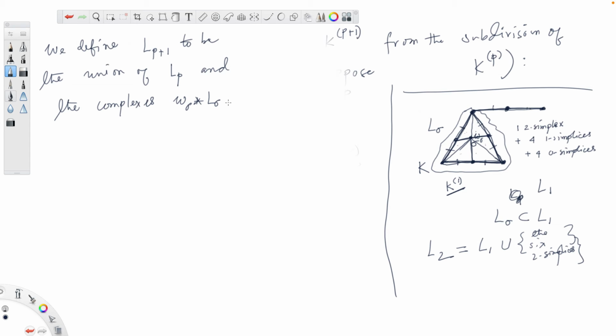L sub P plus 1 is the union of LP and the complexes W sigma star L sigma as sigma ranges over all P plus 1 simplices of K. In this example, there is just one 2 simplex, so we are just having L1 union the six two simplices here. But if we have more P plus 1 simplices, like the case of a tetrahedron, we will have more objects to take the union of.